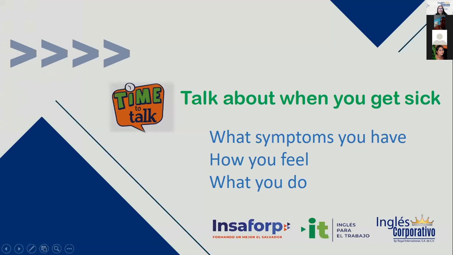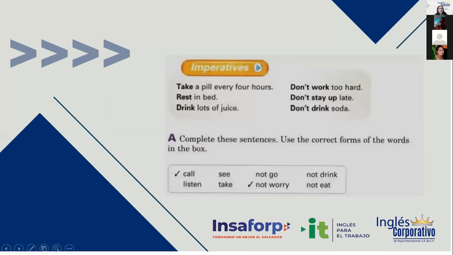Eso es algo de lo que vamos a ver el día de mañana. Lo de los imperatives. Vamos a darle un poquito más de estudio. Take a pill every 4 hours. Don't work too hard. Rest in bed. Don't stay up late. Drink lots of juice. Esto es algo que generalmente nos dicen cuando tenemos problemas de fiebre, de flu. Drink lots of water. Drink lots of juice. Tome muchos líquidos, le dicen.